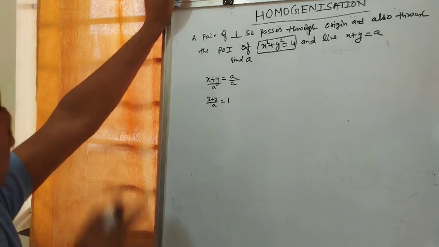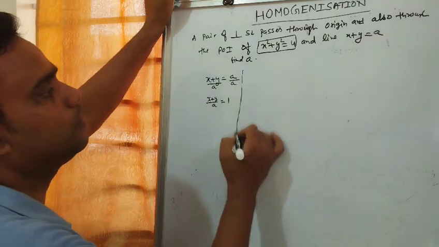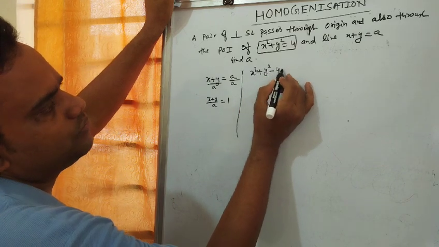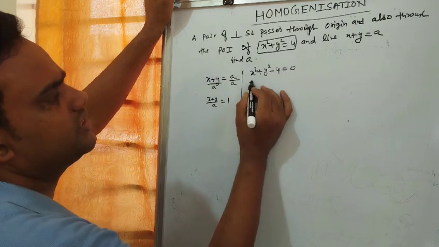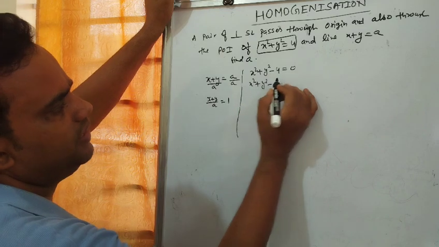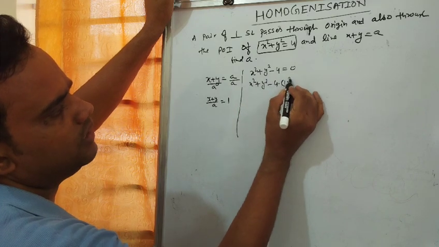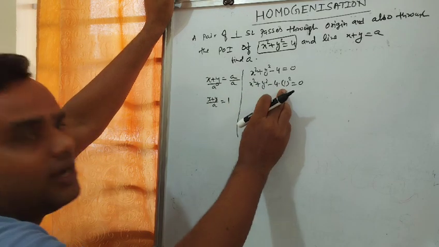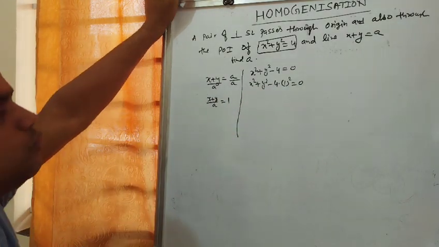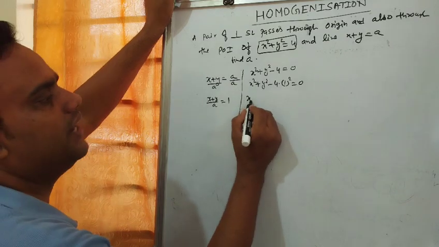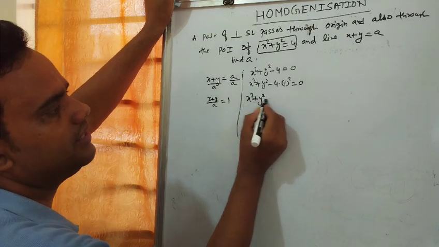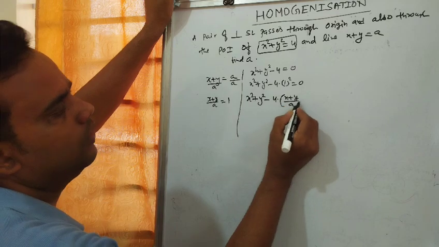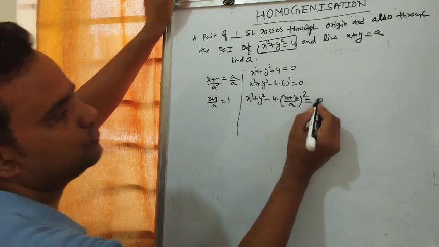Now we put this into the equation. What is the equation here? x square plus y square minus 4 equals 0. So x square plus y square minus 4 into 1 square equals 0, because 4 is the constant. In place of this 1 we put x plus y by a. So we write x square plus y square minus 4 into (x plus y by a) whole square equals 0.